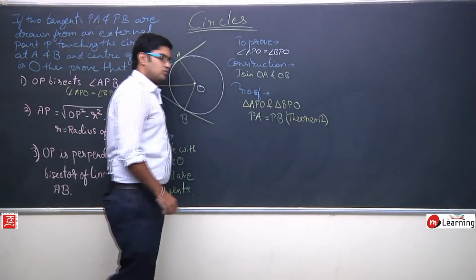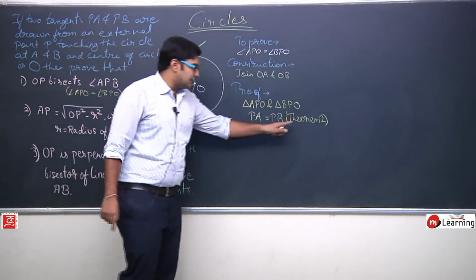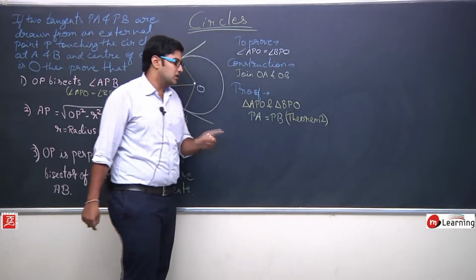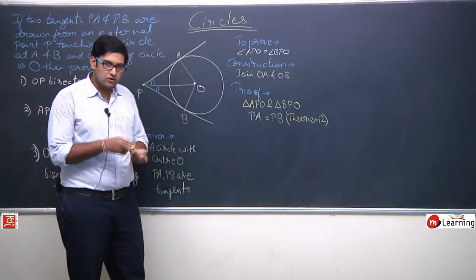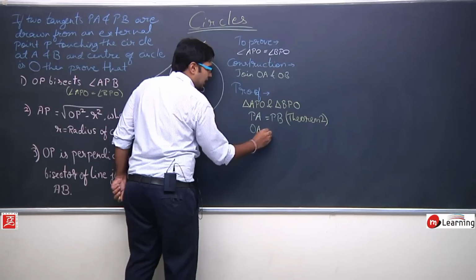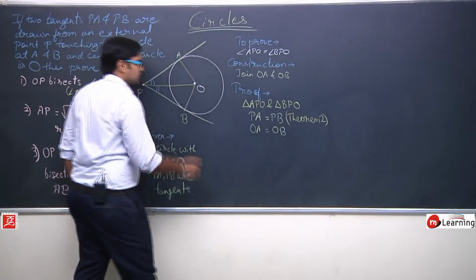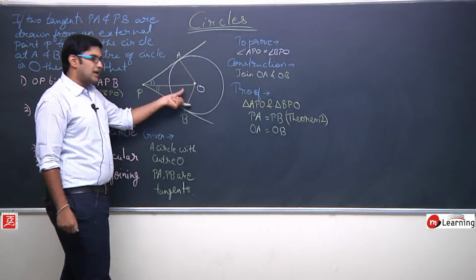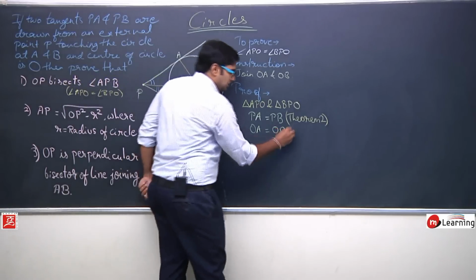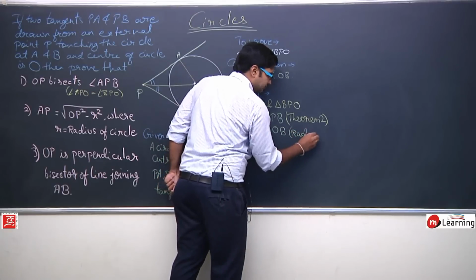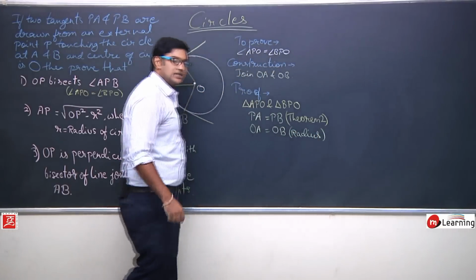So this is theorem 2. Again I am writing just theorem 2, but you need to write the statement. आपको statement लिखना है. Okay, so PA and PB are equal. Similarly OA and OB are equal. This OA length and OB length are equal. Why are OA and OB equal? Because both the line segments are radius. ये दोनों क्या है? ये दोनों radius है.